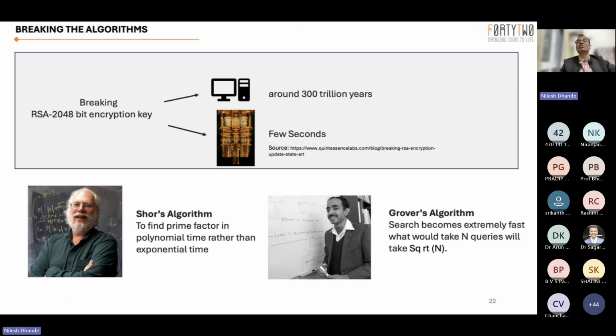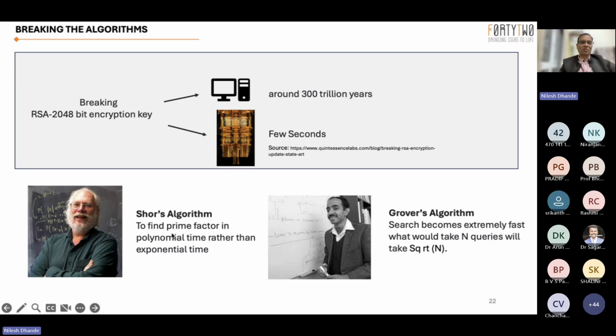Okay, guys, it is a few seconds, or even minutes, or even microseconds, based on what kind of quantum computer is available to you. So the highest level of threat available to the digital ecosystem today is quantum computing, right?